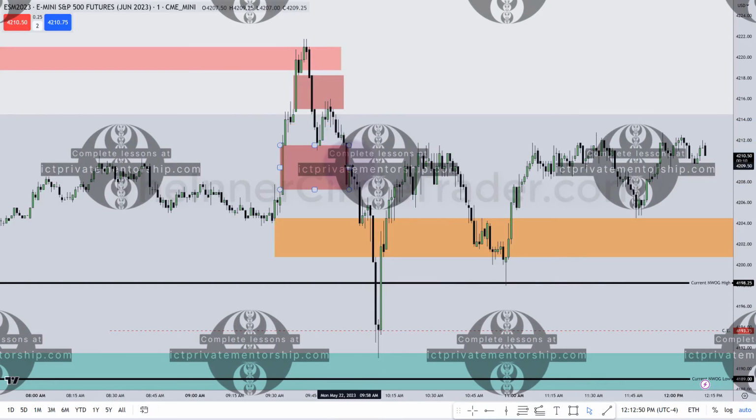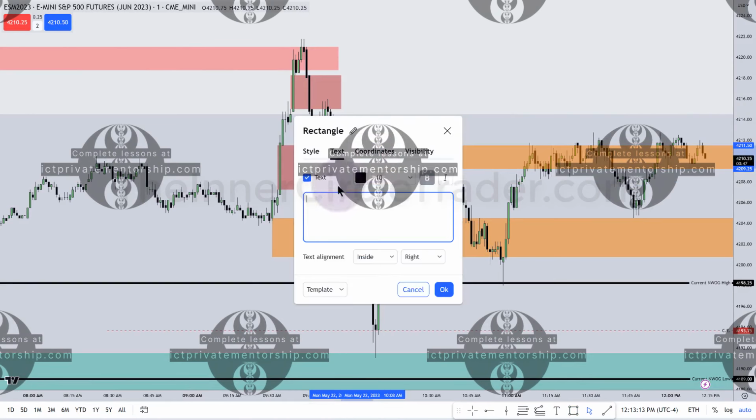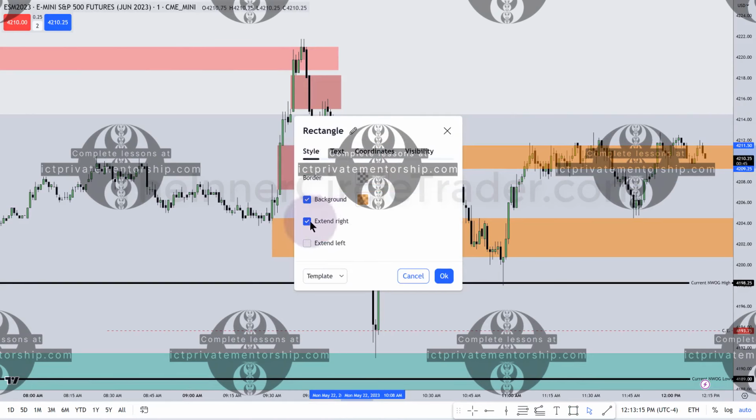Okay, so in this area here, that's why this gap did not fill. I was taking the chance to see if it would offer it to me, and for the student that was saying, I thought we were only supposed to take fair value gaps after 10 o'clock. No, you can take a fair value gap that forms at 10 o'clock. Okay, I mean, this gap was there. So I'm going to take this off the extend right for a moment.